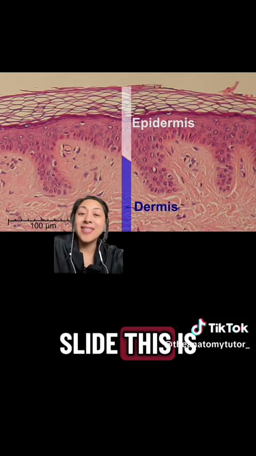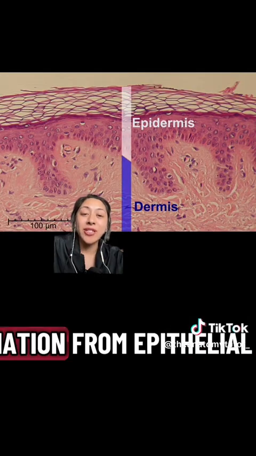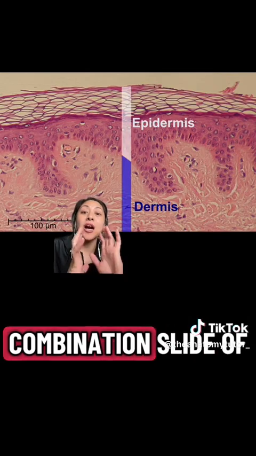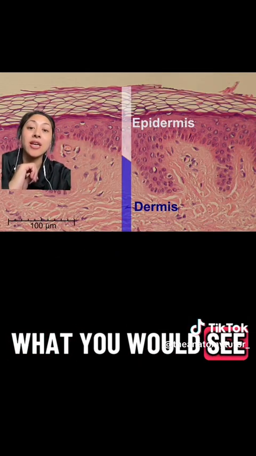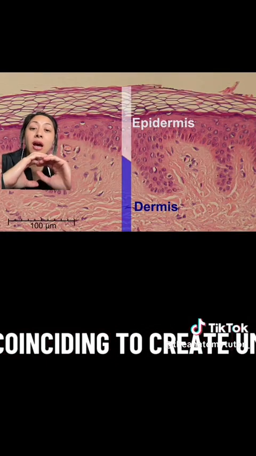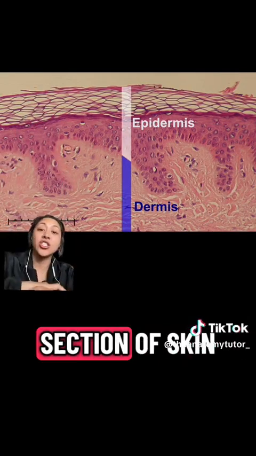So this slide is a special one because I'm combining not only the information from epithelial tissue, but also connective tissue proper. This is a combination slide of what you would see when different tissues coincide to create an organ. We are looking at a slide of a cross-section of skin.